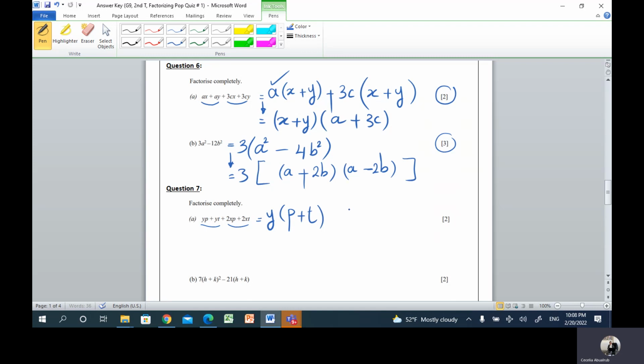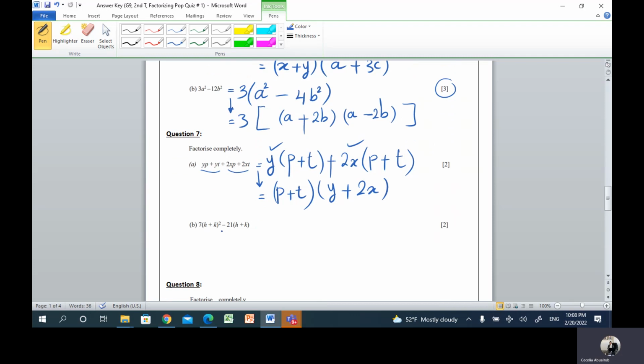plus 2xp plus 2xt, so 2x obviously is going to come out as a common factor. Open the bracket, 2x times p will give us back 2xp, plus 2x times t will give us back 2xt. As you can see, this is 2 steps of factorizing. So p plus t is the common factor now, which is going to come out. And we're going to open a bracket. y is left here plus the 2x. And now the factorizing is complete.